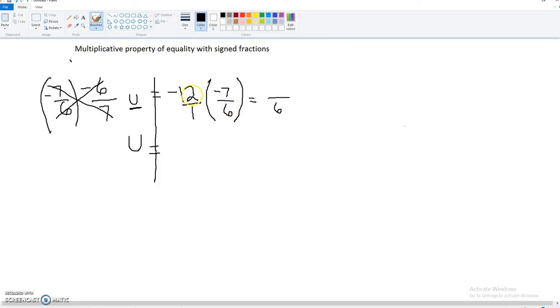I like cross simplifying, so I'm going to say 6 can go into 12 2 times. So negative 2 times 7 gets us positive 14. Okay, and of course, if you're going to multiply straight across and divide, that would be 84 divided by 6. So either way, you should get 14 as an answer.